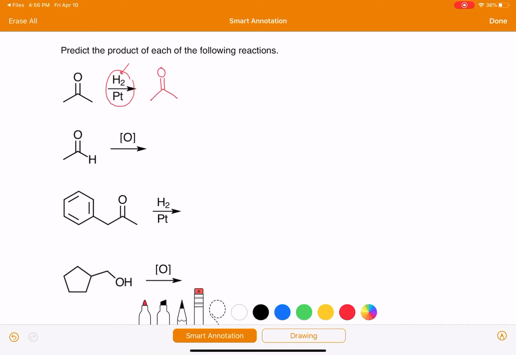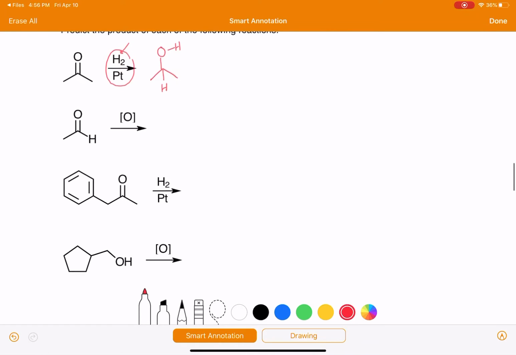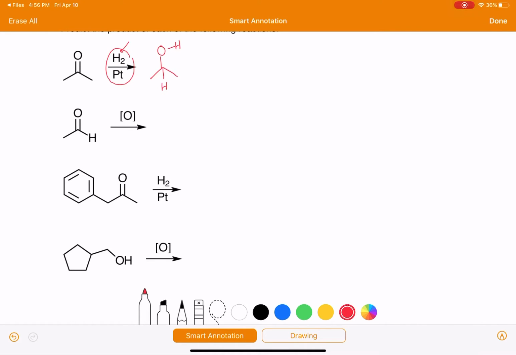In that situation, we are going to remove the carbon-oxygen double bond, turn it into a single bond, and we'll do that by adding a hydrogen atom to the carbon and the oxygen of the carbon-oxygen double bond. That's it. The next one that we see down here, we're going to redraw this molecule. This is an oxidation reaction.